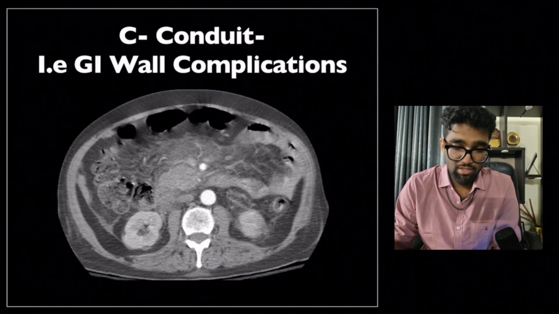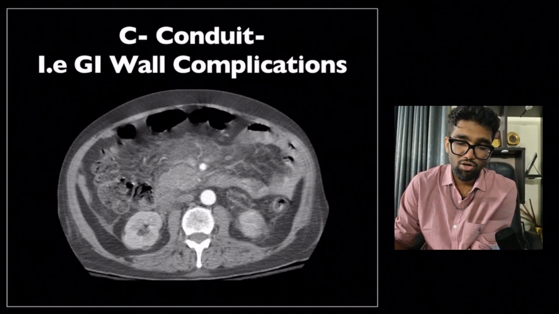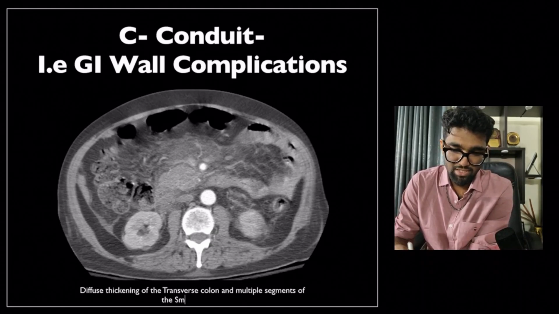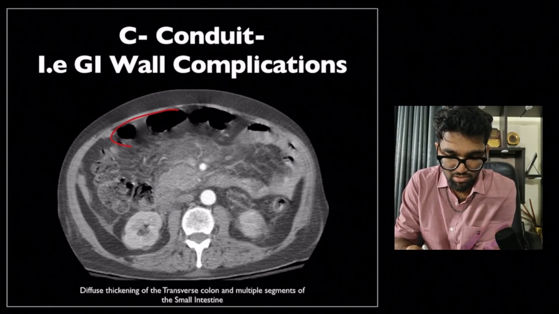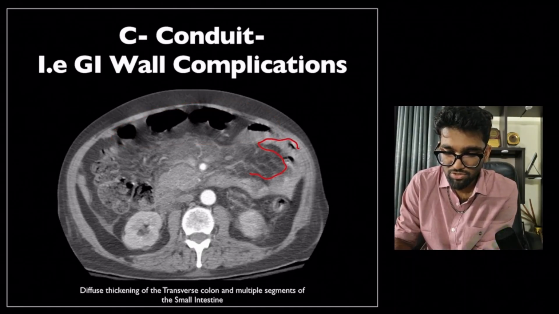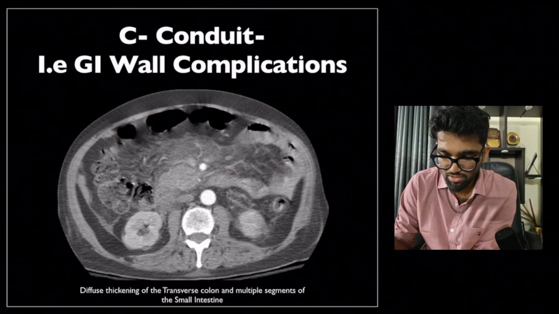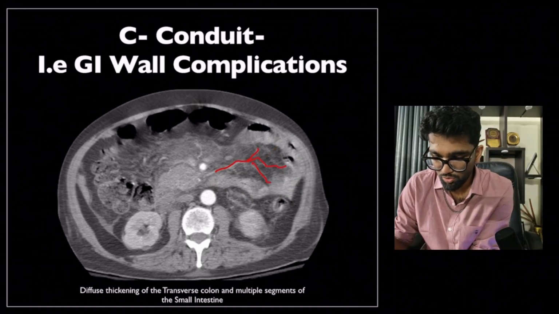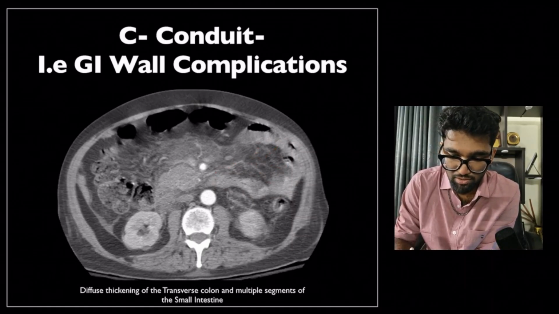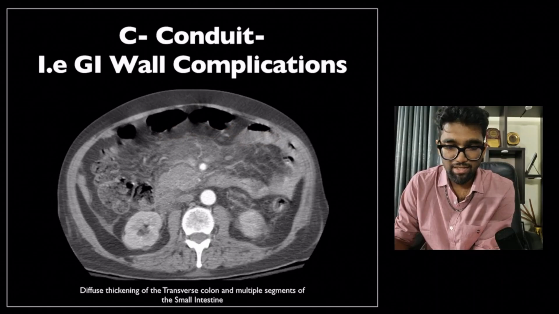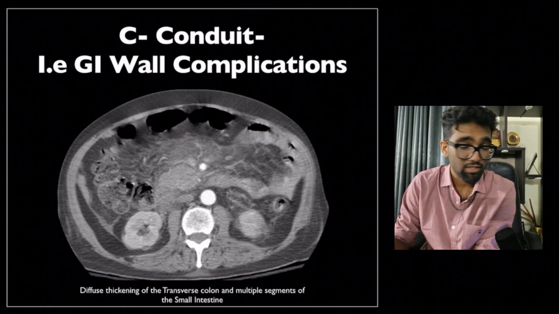Next, coming to the third complication, that is GI wall complications. They are very simple to see. Essentially, what you can see is this structure anteriorly. This is your transverse colon, and these are some of the jejunal loops. As you can see, these are the blood vessels within the mesentery of the jejunum that are going towards the jejunal loops. Now, if you look carefully, there is a slight thickening of the wall here, a significant thickening of the transverse colon wall here. That thickening is what we call a GI complication.